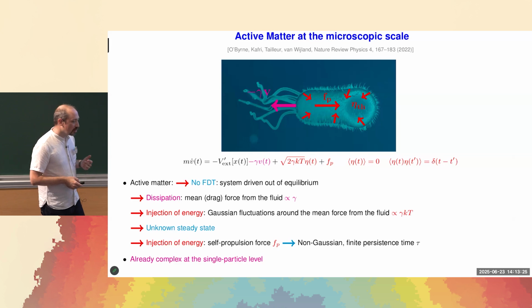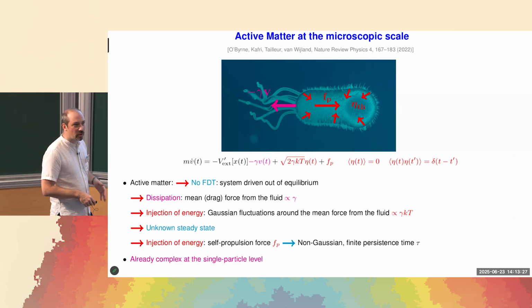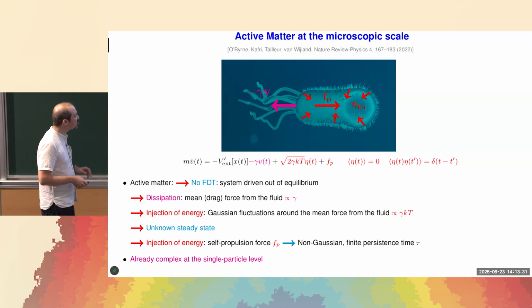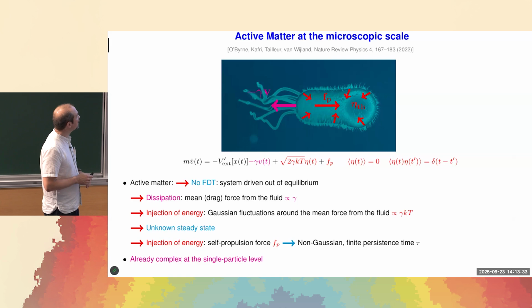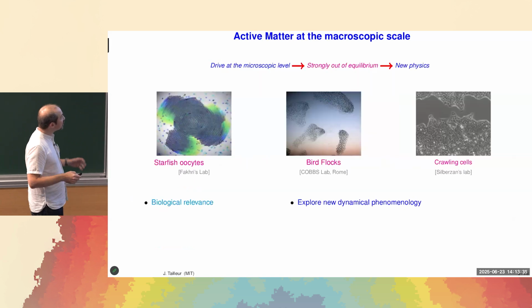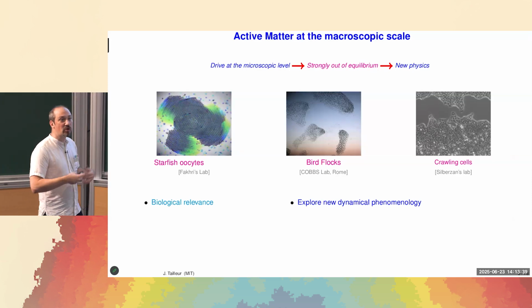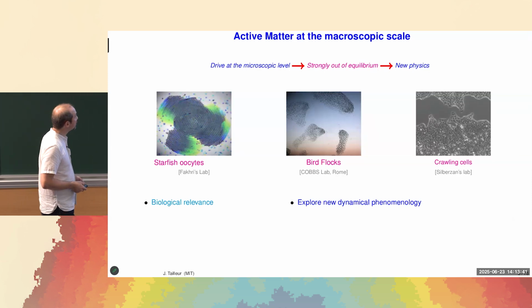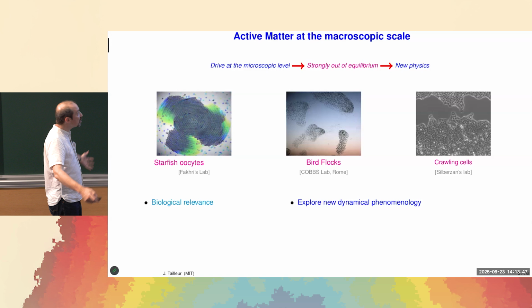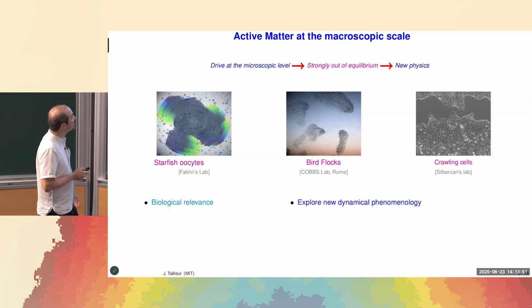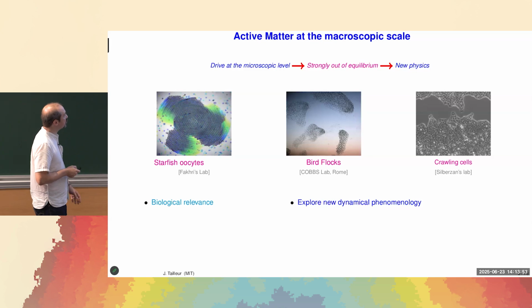Now, if all there was to active matter were weird one-dimensional stochastic equations of motion, the field would not be very interesting. But what's interesting is when you take many of these particles and you put them together, the type of collective behavior they have access to. So the idea is that because each particle is running out of equilibrium, the system is strongly out of equilibrium, much more strongly than other classes of systems, and that can lead to new physics.